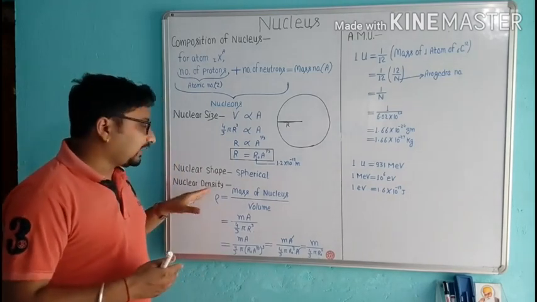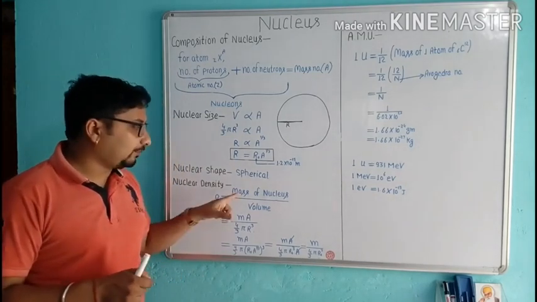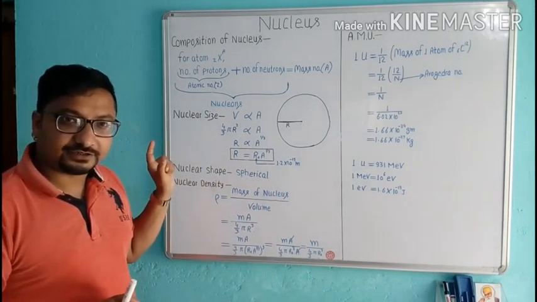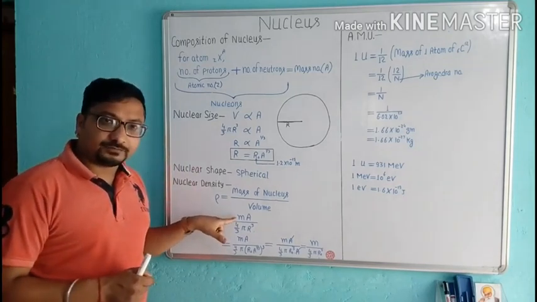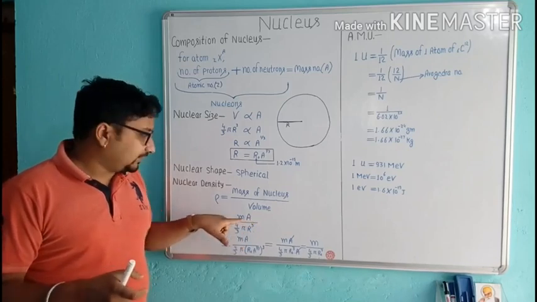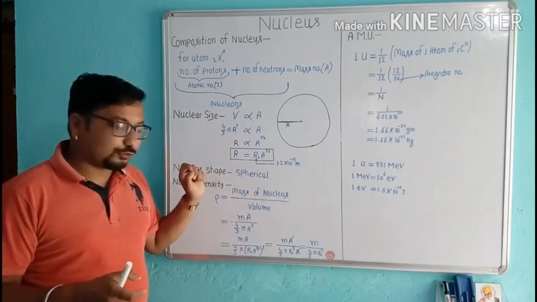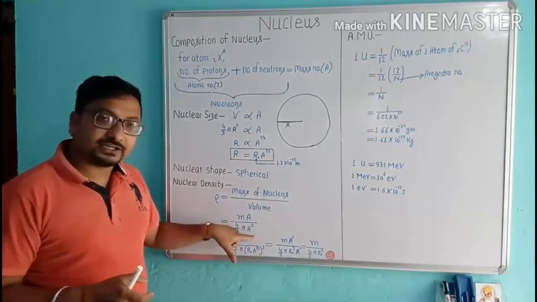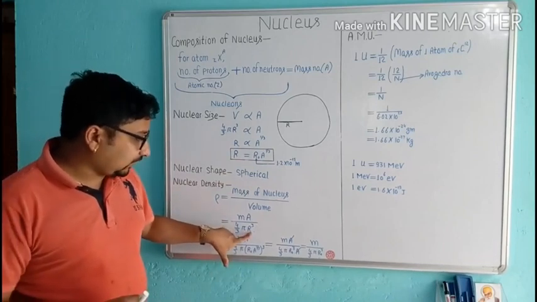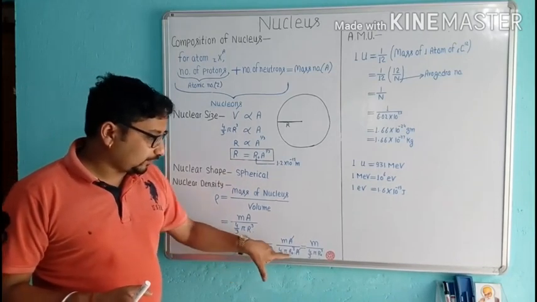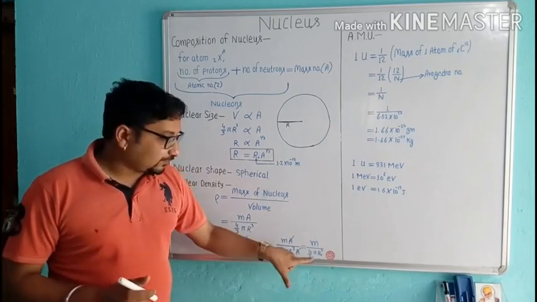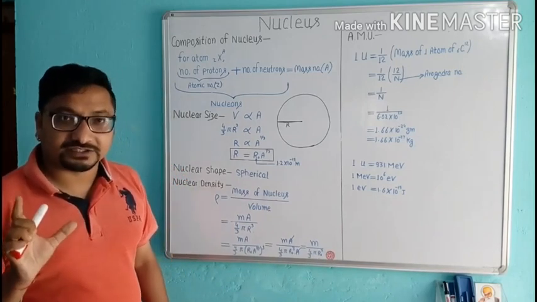Now, nuclear density. The ratio of the mass of the nucleus to its volume gives the nuclear density. If small m is the average mass of the nucleus and A is the mass number, then mA is the total mass of the nucleus. So density is mA upon 4 by 3 pi r cube. Now, using the formula r is equal to r naught A to the power 1 by 3, we get m upon 4 by 3 pi r naught cube. In this formula, there is no A, there is no mass number.